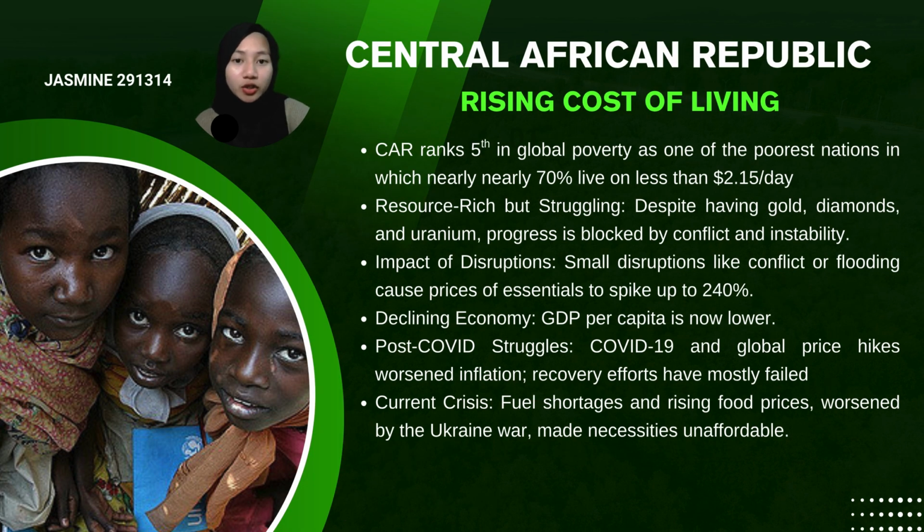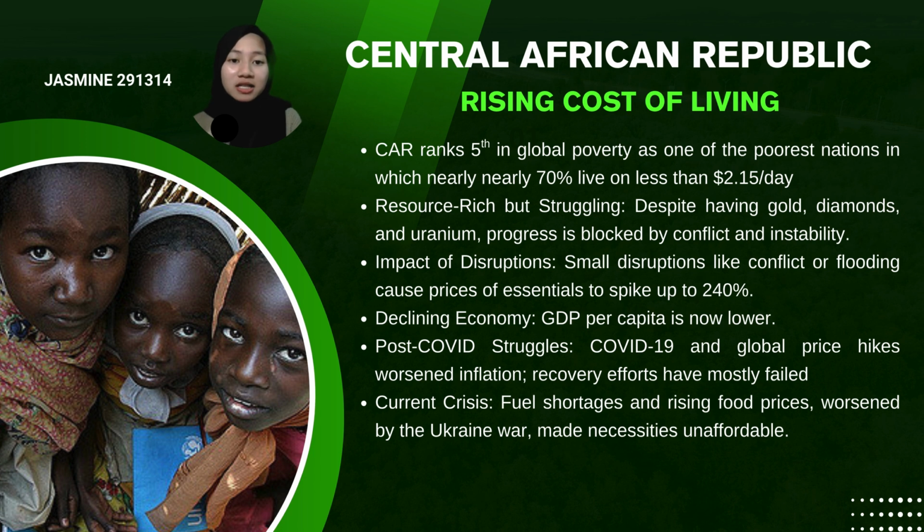Okay, so now let's take a closer look at the situation in the Central African Republic, or we call it CAR. So first, we know that it is one of the poorest nations in the world, which ranks 5th in global poverty, with nearly 70% of the population living on less than $2.5 per day. And even though CAR has gold, diamonds, and uranium, its progress is constantly blocked by conflict and political instability. And even a small disruption, whether from conflict or flooding, can cause the prices of essential items like salt, sugar, and onions to spike up to 240% overnight.